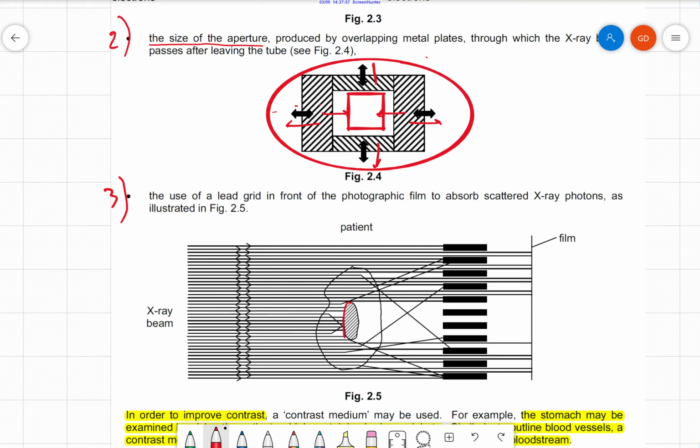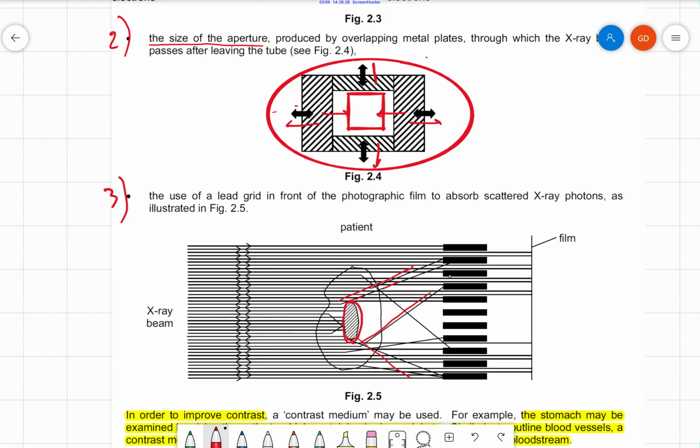This represents the bone of the body. We notice that some of the X-rays will diffract or will be scattered in different directions as they are hitting the bone or the organ. We need a means to eliminate or get rid of these scattered X-rays, because they will contribute to the formation of the image, and they will reduce the sharpness of the image.